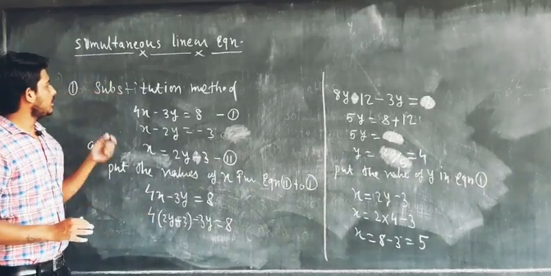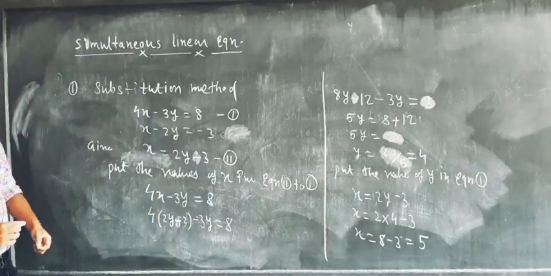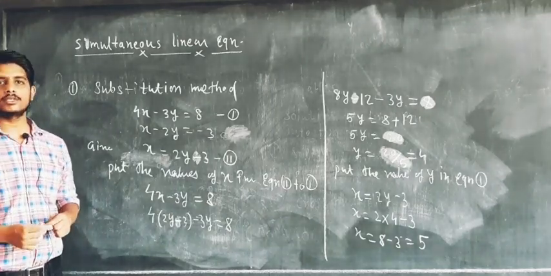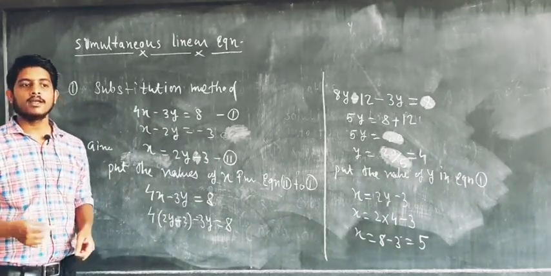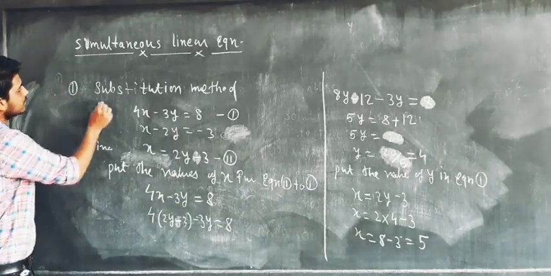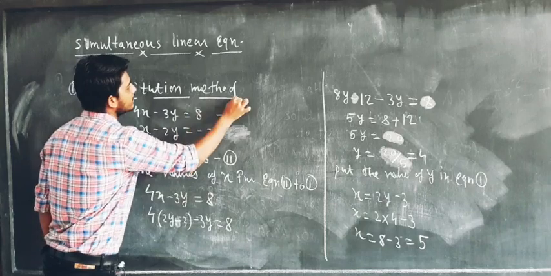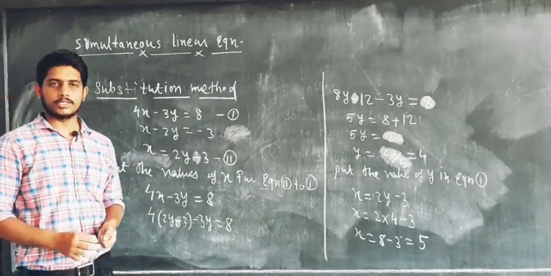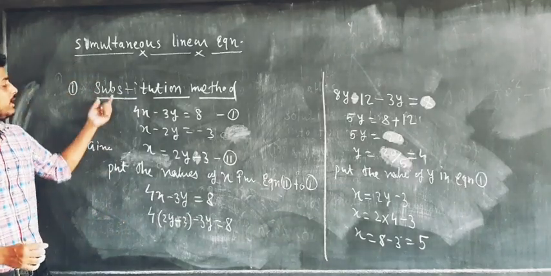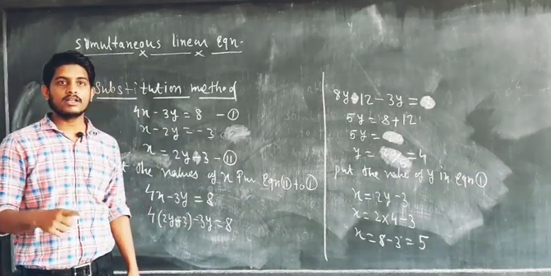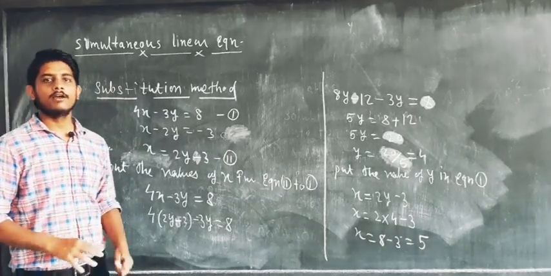Okay. So now we'll discuss the substitution method for finding the solution of a pair of linear equations in two variables, or you can say a system of linear equations in two variables. By the substitution method, how can we find the solution of the given pair of linear equations? The name itself, substitution, means we'll substitute one variable in terms of another variable.